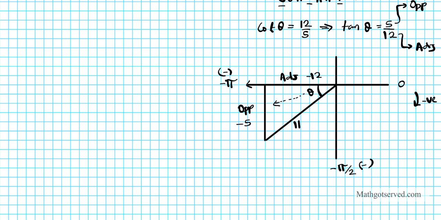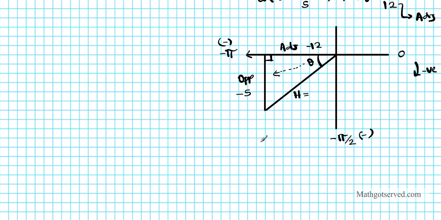If you notice, my hypotenuse is missing in this problem. So how do we find it? Since this is a right triangle, we can use the Pythagorean theorem. I'm going to use a trig variation of the Pythagorean theorem, which is adjacent squared plus opposite squared equals hypotenuse squared. This is the same thing as a squared plus b squared equals c squared. So let's plug in the values we know. Adjacent is negative 12, so we'll have negative 12 squared plus the opposite, negative 5 squared, equals h squared.